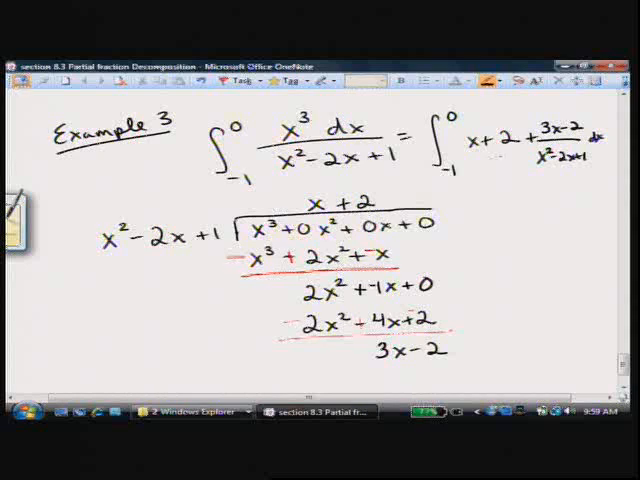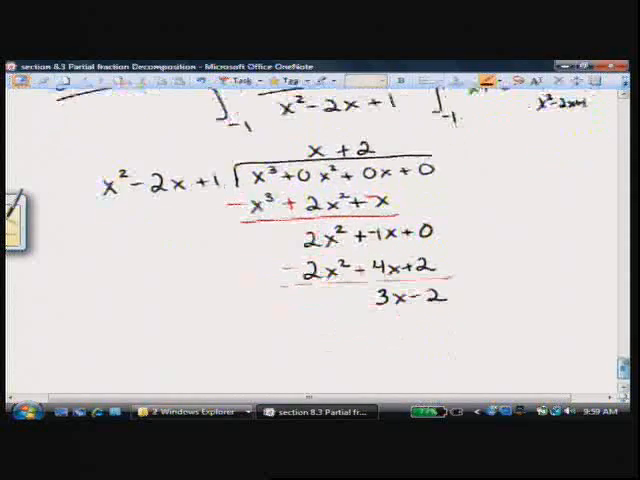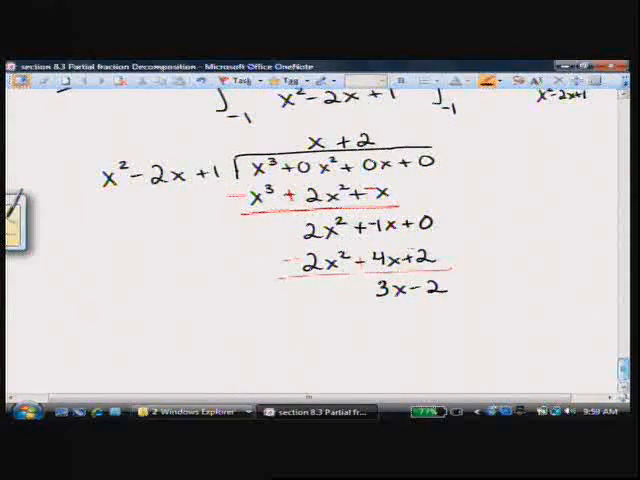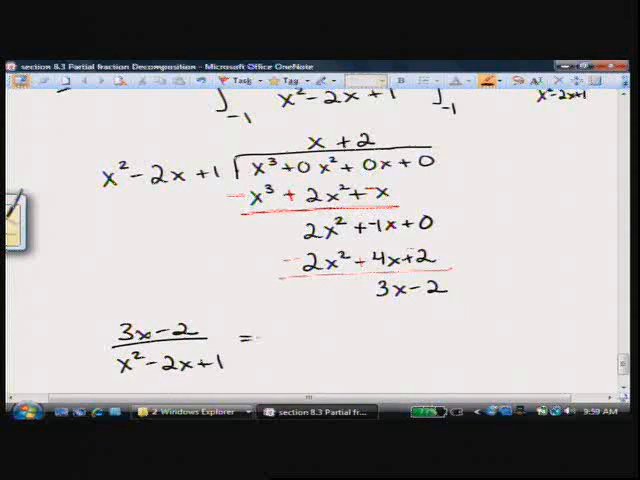Now, this x plus 2, you can just integrate that. So now you just need to deal with this 3x minus 2 over x squared minus 2x plus 1. So let's come over here. Let me just decompose this thing. So 3x minus 2 over x squared minus 2x plus 1. You can think of that as 3x minus 2 over this, which actually factors as x minus 1 squared.